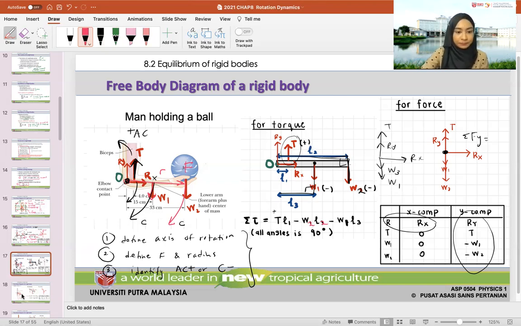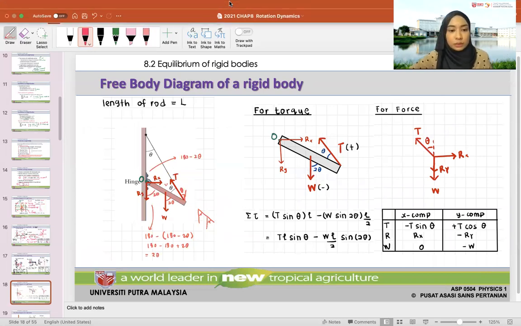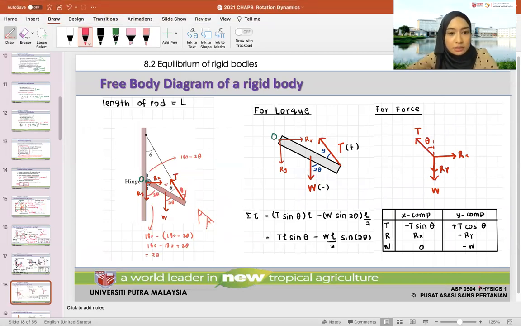Okay, next one. So if you have questions, please interrupt me. How much time do we have left? Okay, we have time. So the next one is this one. It is a beam again and a string. But this time the beam is slanted. It's not straight, right? But again, our axis of rotation will have the reaction force.